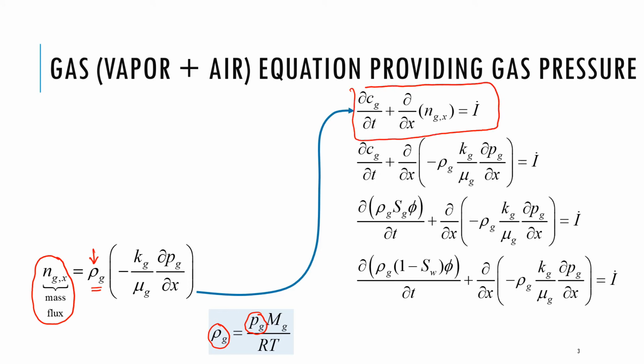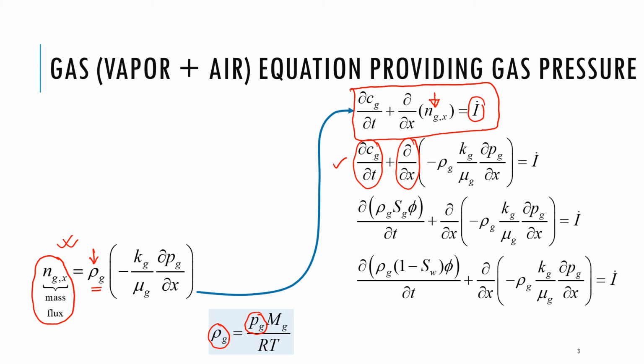So note the gas conservation equation is vapor plus air. That's why it also has an I dot, because that's the vapor generation. And so we're going to substitute for n_gx from this equation. If I do that, then we get this one, del C_g del t plus del x of the substituted quantity.